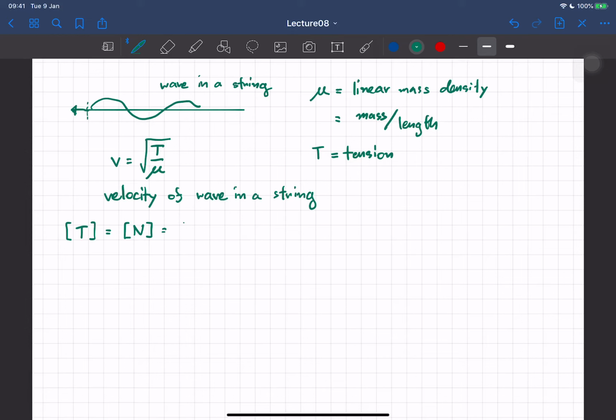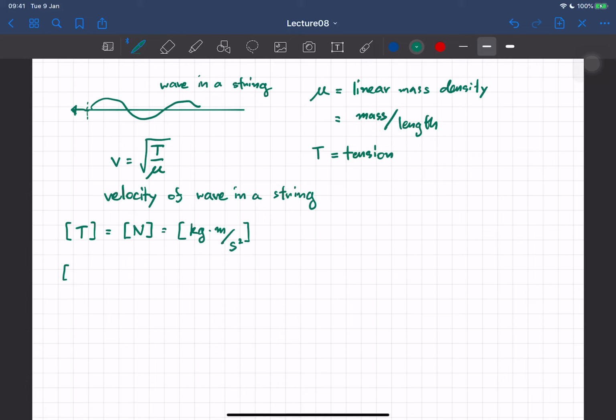And what is Newton in SI unit? Well, Newton is an SI unit, but it's a compound unit, right? So you can break it down into a collection of fundamental units. So it's kilogram meter per second squared, right? That's the unit of tension, which is just the force, right? Force has the unit of Newton.